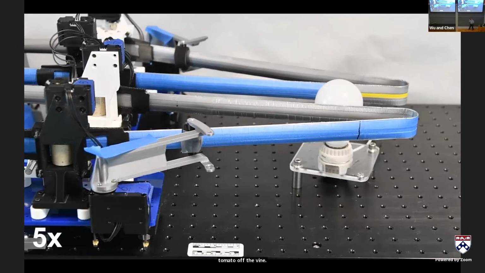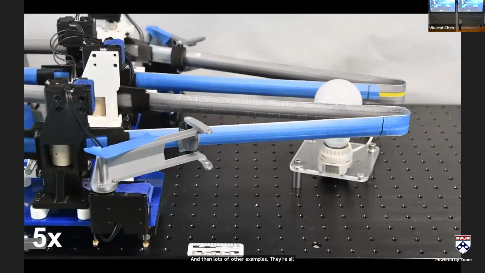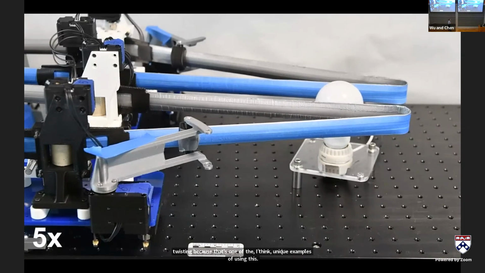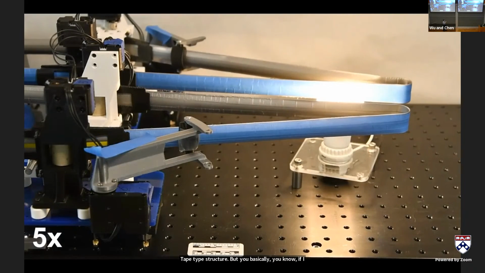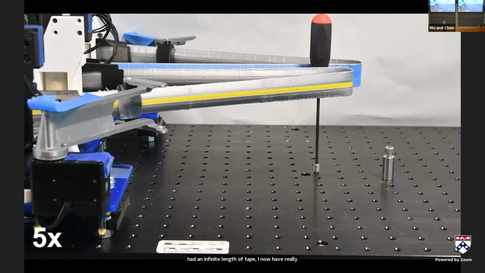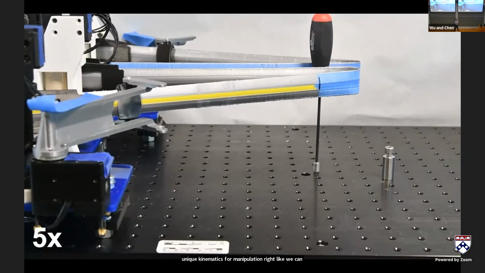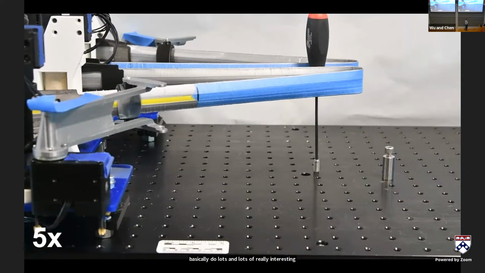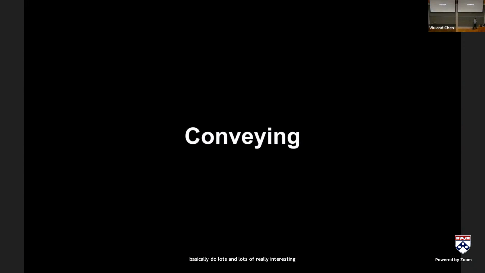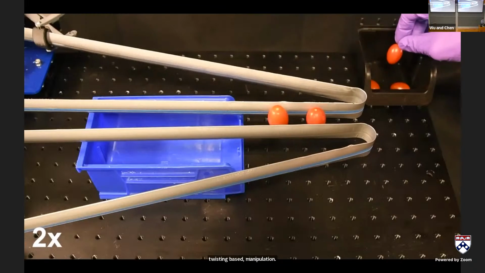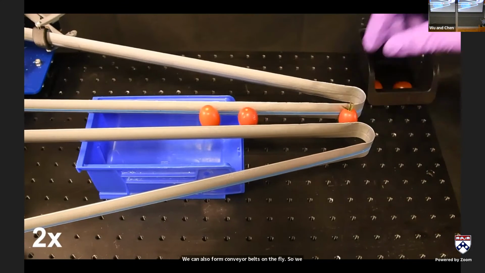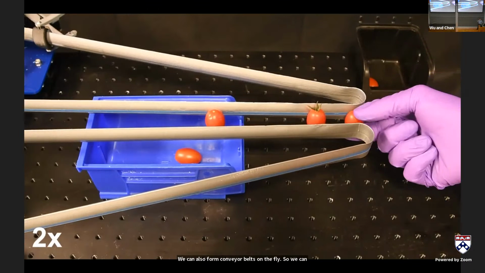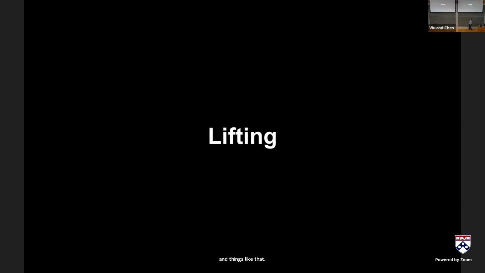They're all going to be twisting because that's one of the, I think, unique examples of using this tape type structure. But basically, if I had an infinite length of tape, I now have really unique kinematics for manipulation, right? Like we can basically do lots and lots of really interesting twisting-based manipulation. We can also form conveyor belts on the fly. A lot of our examples are fruits and things like that. They're nice things to manipulate that are relatively soft.